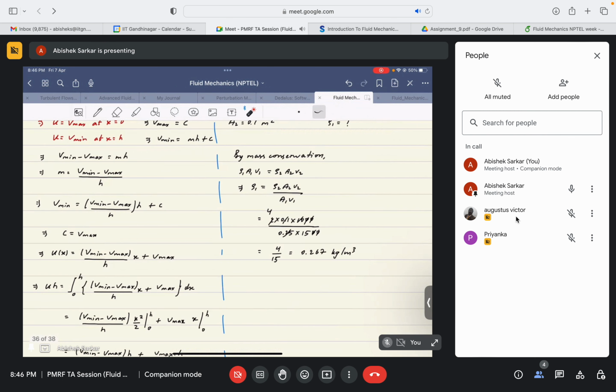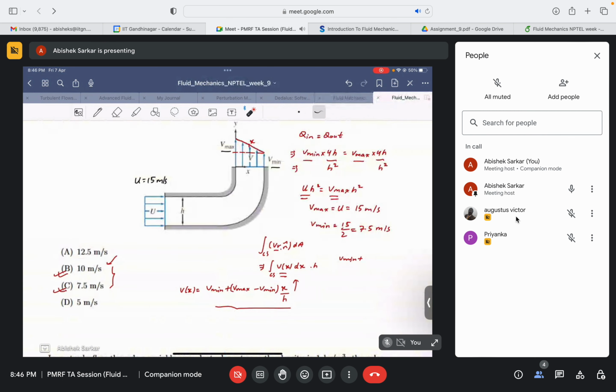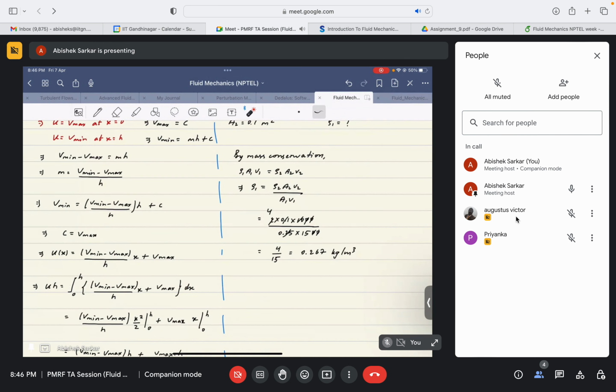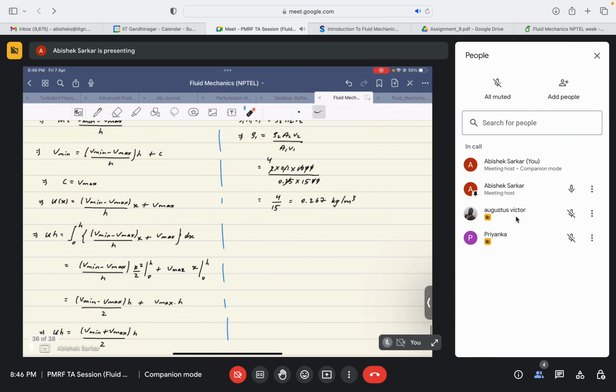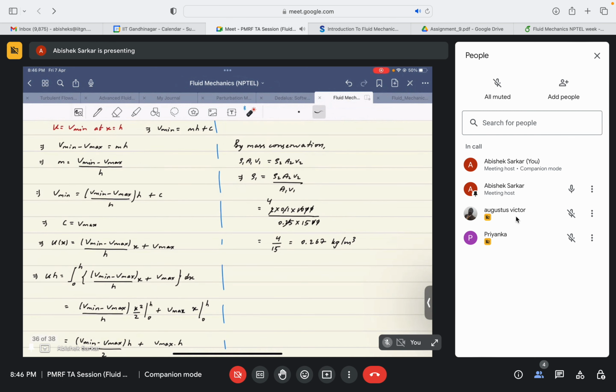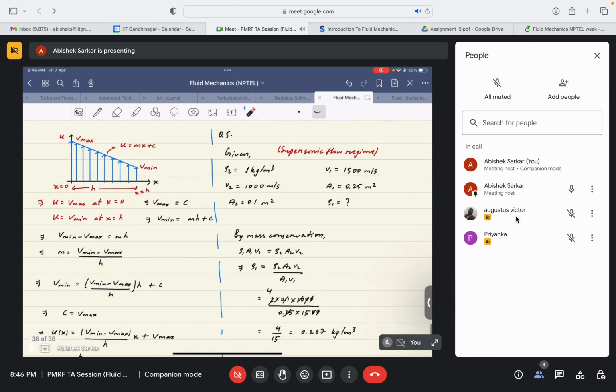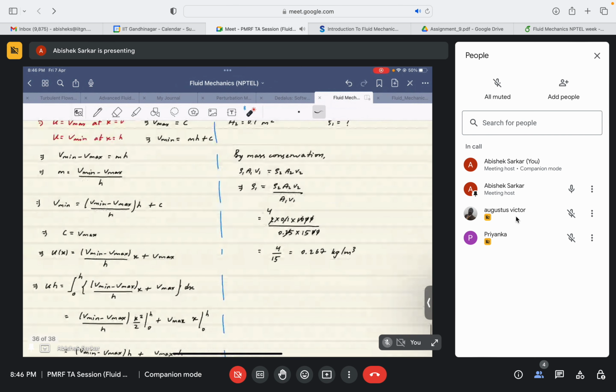Is it the same? Oh, it is a bit different. I guess it will remain the same, but let us see. So I get the equation of this form. Finally, when I substitute the value of C and M in my equation of line, I get u of x is equal to (V min minus Vmax) by H into x plus Vmax. Is it clear to this point, Priyanka and Augustus?